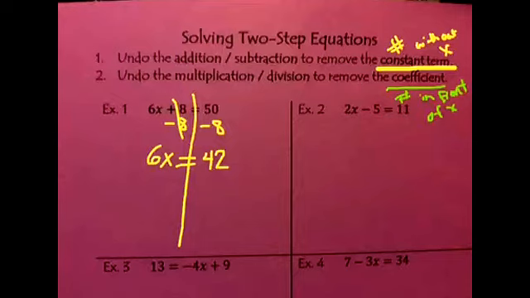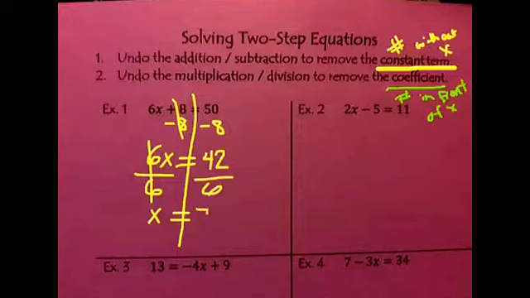The second step is to undo the multiplication or division to remove the coefficient. The coefficient of x is 6. It's attached to the x by multiplying. So to undo multiplication, I have to do division. So I have to divide by 6 so that this 6 in front of the x will go away, and I'll have isolated the variable, and I'll have 1x equals. 6 divided by 6 is 1, so 1x equals is the same thing as x equals. Because I did divide by 6 on the left, I've got to divide by 6 on the right as well. 42 divided by 6 is 7. So our solution to this equation is x equals 7.